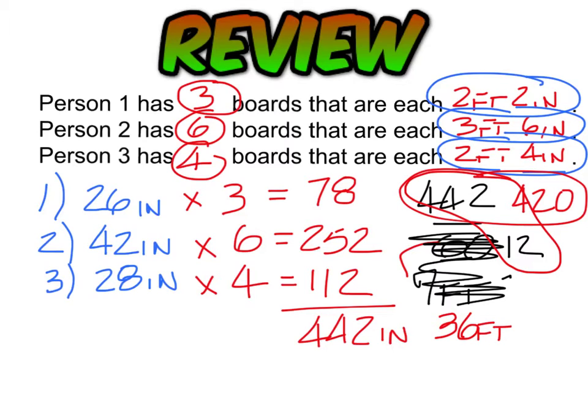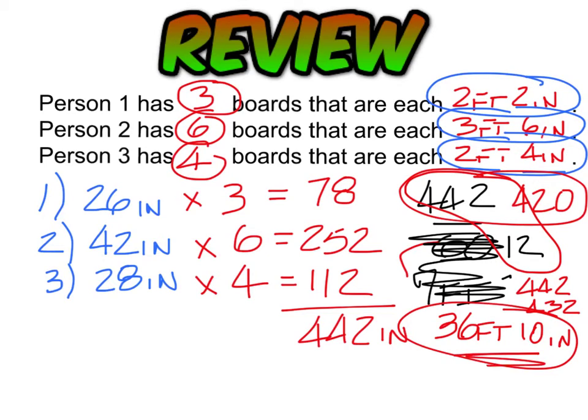And what is 12 times 36? 432. All right, so what's the difference between 432 and 442? It's 10 inches. So we'll have 36 feet, 10 inches. That kind of became a mess there after I had to scratch that out, but we managed to shove it all in. 36 feet, 10 inches.